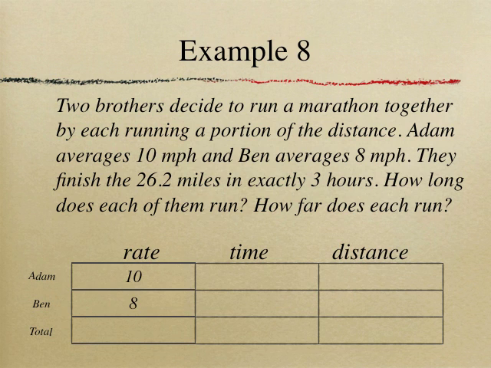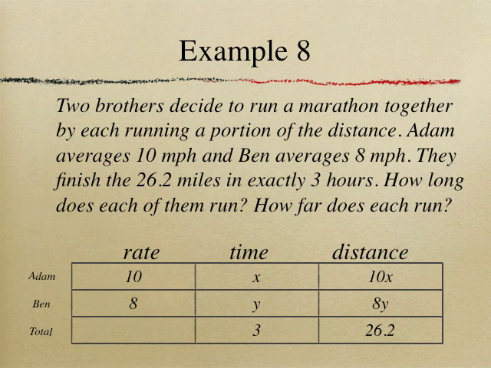Okay, how about time? So together their time is 3 hours, but do we know how long Adam runs or for what amount of time Ben runs? We don't. So we have x, y, and 3. Since we've already used two variables, we don't want to put another variable over there for the distance. Since we don't want to use a brand new variable, how do we know what we put in that distance box? Well, we know rate times time equals distance, so we're just going to put 10x for Adam's distance, 8y for Ben's distance, and then 26.2 for the total distance.